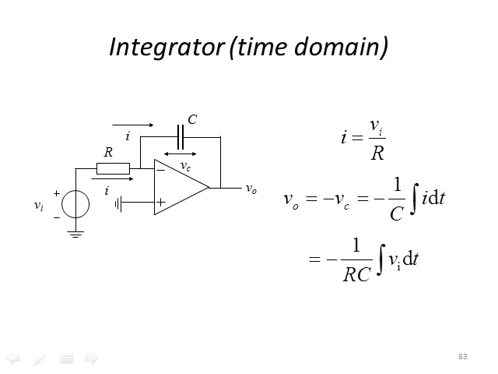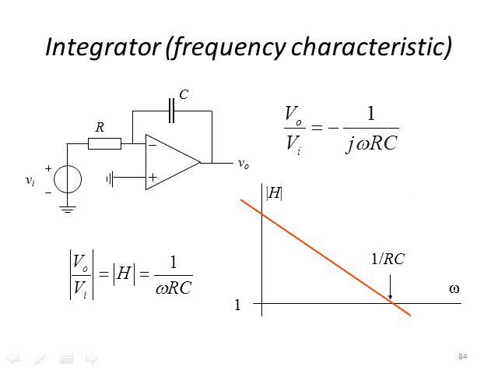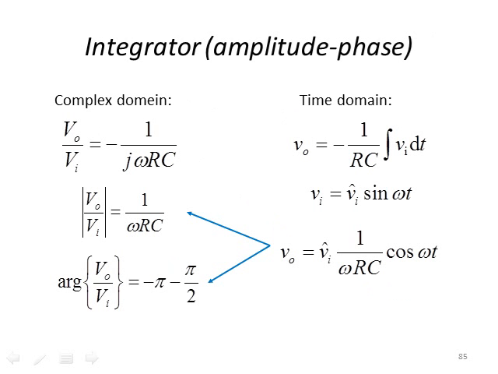The integrator in the time domain is obviously 1 over RC times the integral of Vi dt. The integrator frequency characteristic is more of a low pass filter. I want you to be able to derive the transfer function, magnitude, and phase plots for an active low-pass filter. These are examples of what those are. You should be able to derive those on your own.